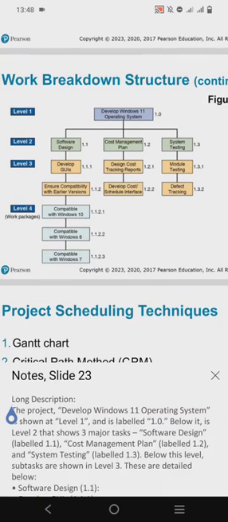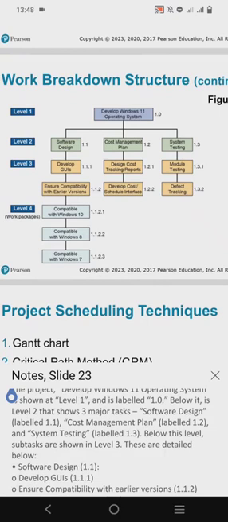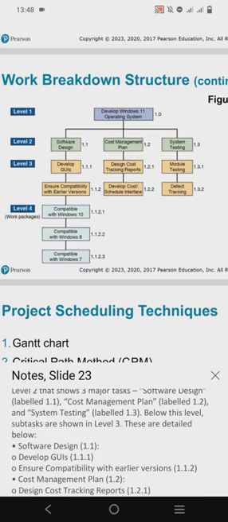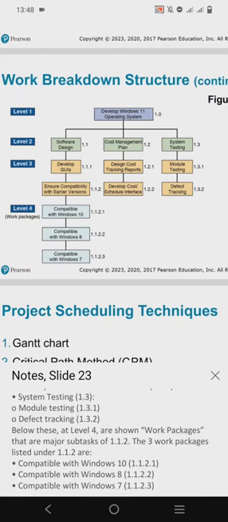Below that is level 2, which shows 3 major tasks, and they are also labeled with numbers. And then you have levels 3 and 4. Level 4 holds the subtasks of the previous tasks in level 3, such as the task to ensure compatibility with earlier versions, labeled 1.1.2. The other following tasks in level 4 are subtasks of that particular task in level 3. So these work breakdown structures contain major tasks and subtasks.